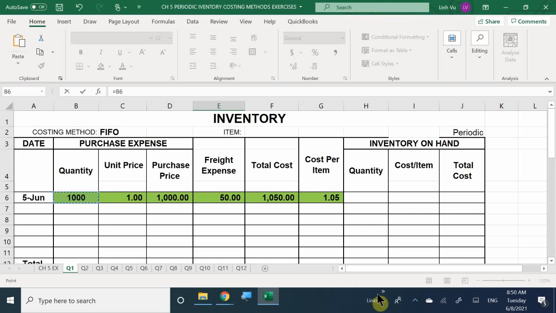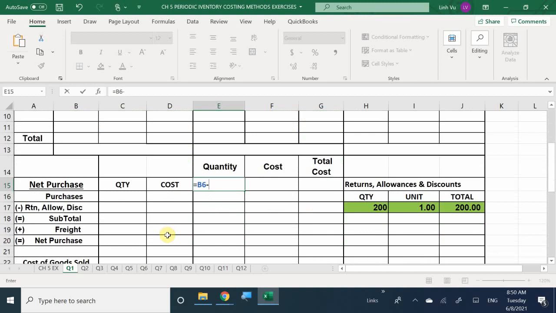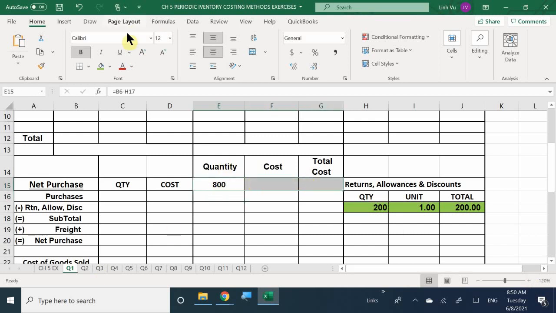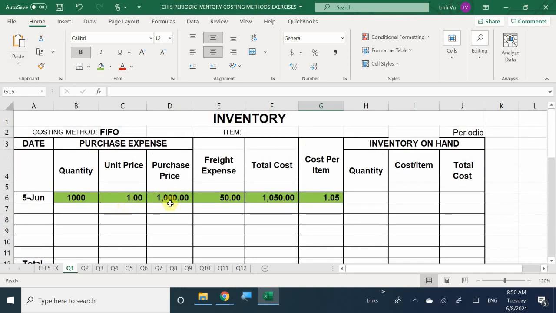Now, do I actually have all 1,000 items with me right now? No. I made a refund. I returned 200 of them because they were broken. So right now, my green batch that I made a purchase for, I only have 800 left. Now, of course, because I made a refund, I'm subtracting 200 out of my total cost. Here it shows that I paid $1,000 because I purchased 1,000 of them at $1 each. In this case, no, I ended up returning 200 of them. So therefore, I only have 800 at $1 each.